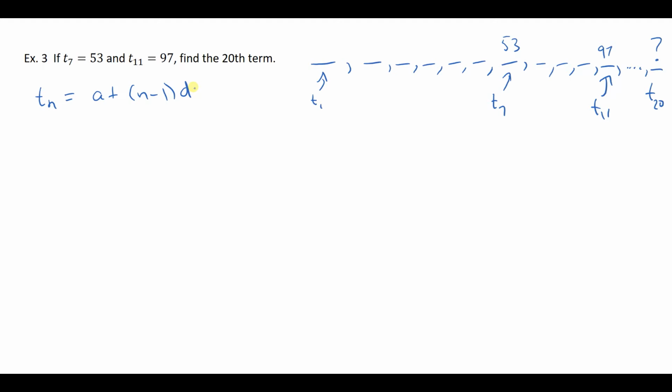So what we can do is we can sub in what we know and try to see if we can solve for what we don't know. Whenever you don't have an idea of what to do in math, a good strategy is sub in what you know, solve for what you don't know.